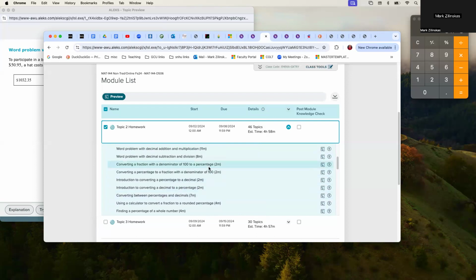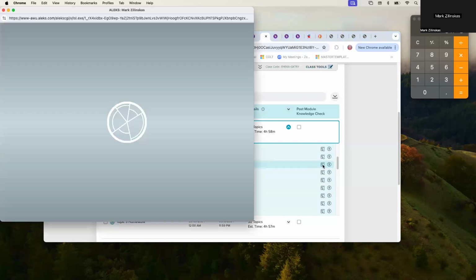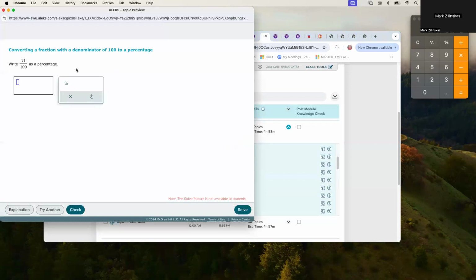Okay. Converting a fraction with a denominator of 100 to a percentage, that's pretty simple because, when we're doing that, that's what the definition of percentage is. It means how many out of 100. And so percent generally means 100. So per 100, we have 71 of those. So as long as this denominator is equal to 100, really the solution is just going to be the numerator. In this case it would be the 71.